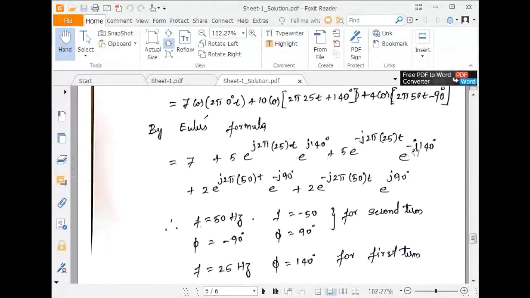Okay. Go to the next term. 4 becomes 2 e power j 2 pi 50t, and e power minus. Here the angle is minus, that's why I wrote here minus. Plus 2 into e power minus j 2 pi 50t. Is it clear?